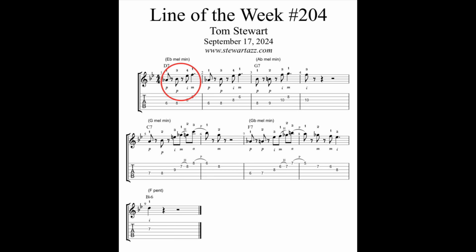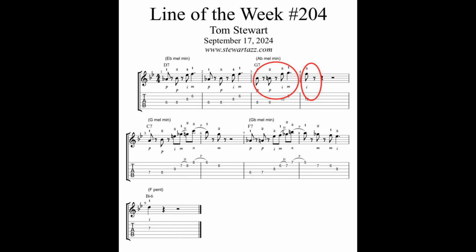Let's look specifically at the line of the week. In measure 1, there's the original motif, meaning the melodic rhythm with notes that fit the harmony. In measure 2, there's a melodic variation of the original motif. Measure 3 contains a melodic variation of the original motif.